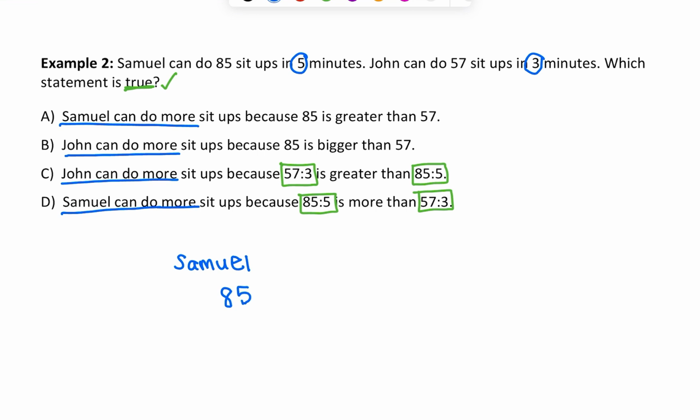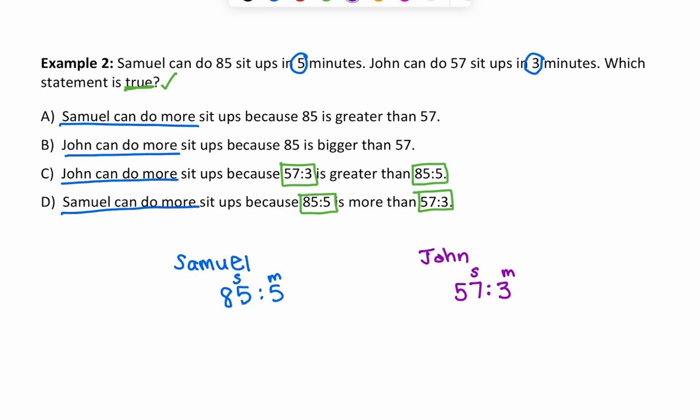So 85 to 5. I got that directly from right here, and it says 85 sit-ups in 5 minutes. So my labels would be sit-ups and minutes. Okay, now let's write our ratio for John. So John would be 57 to 3. And again, I got that from right up here, and it says 57 sit-ups and minutes. So it's in the same order: sit-ups and minutes.